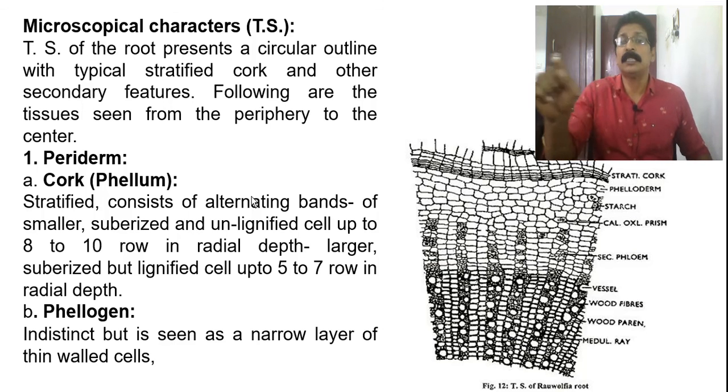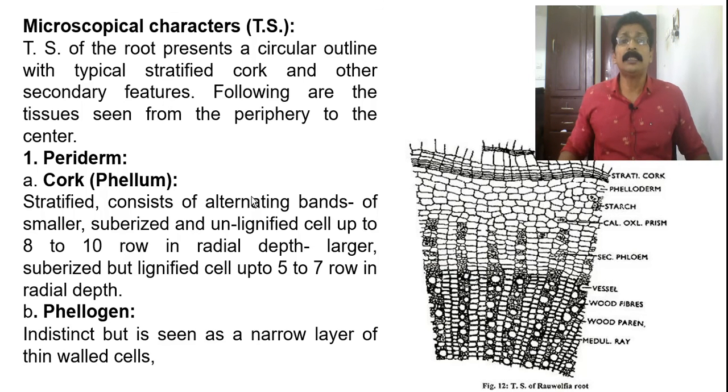So the TS, that is transverse section of the root, presents a circular outline with a typical stratified cork, that is cork cells. You can see in the diagram below me the stratified cork cells. They are dead cells. In roots and stems, there will sometimes be a bark, and a cork, the outermost dead cells. Stone cells, sclereid cells, also may be there, but here it is less. Only cork cells are there.